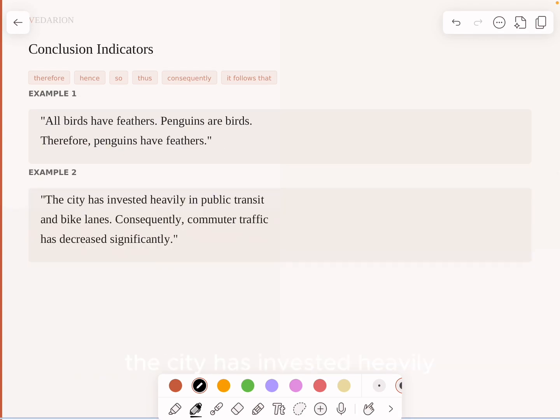The city has invested heavily in public transit and bike lanes. Consequently, commuter traffic has decreased significantly. Do I have a conclusion indicator? I do. It's the word consequently. Great. What follows the word consequently? Commuter traffic has decreased significantly. That's the conclusion. Let's do one last example.